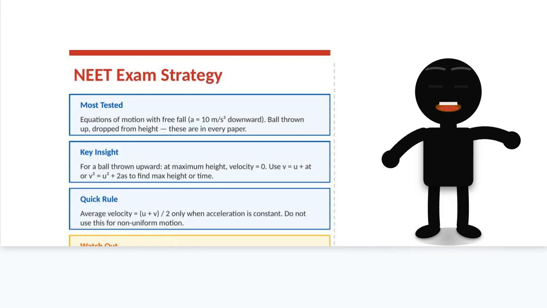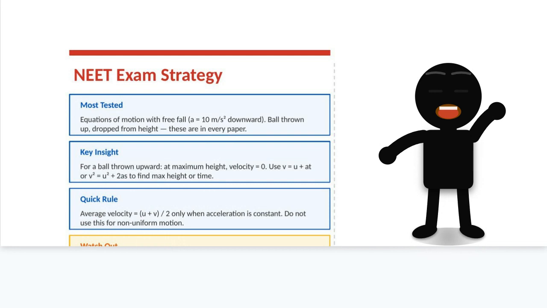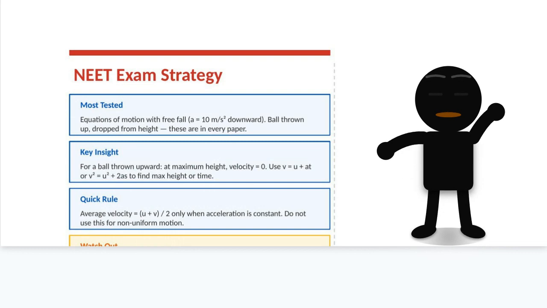Here are your NET exam tips for this topic. Free fall problems are the most common application of equations of motion. A ball dropped from a height or thrown upward with some initial velocity, these appear in almost every NET physics paper. For a ball thrown upward, the moment it reaches maximum height, its velocity is 0. Use v equals u plus at to find the time to reach maximum height, or use v squared equals u squared plus 2as to find the height directly.